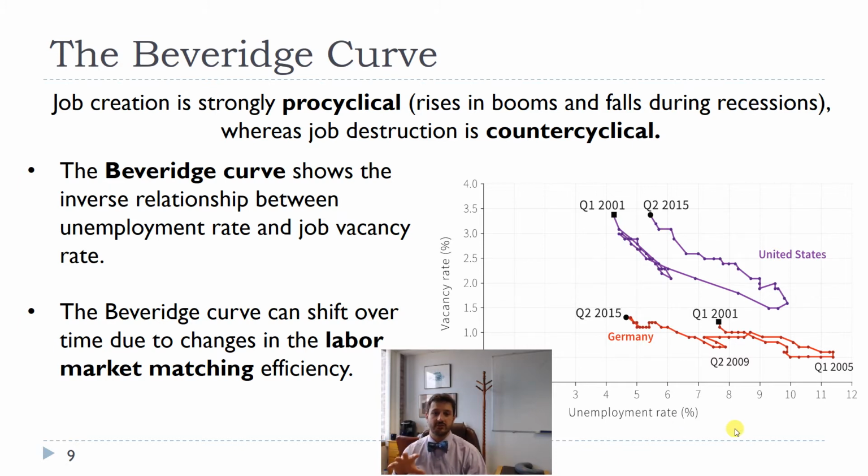There's a few reasons for that. So that could be just due to labor market institutions, labor market matching. It could also be due to the fact that the United States is a larger country compared to Germany, and so it's harder to move from Maine to California than from East Germany to West Germany.